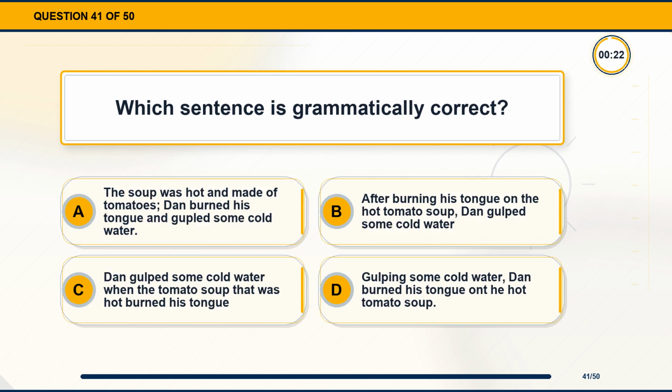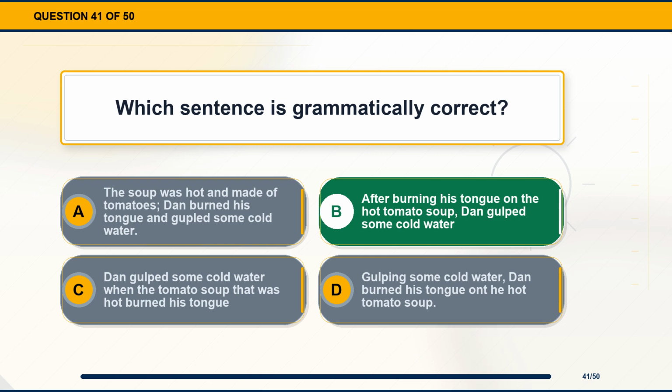Question 41. Which sentence is grammatically correct? Option A. The soup was hot and made of tomatoes. Dan burned his tongue and gulped some cold water. Option B. After burning his tongue on the hot tomato soup, Dan gulped some cold water. Option C. Dan gulped some cold water when the tomato soup that was hot burned his tongue. Option D. Gulping some cold water, Dan burned his tongue on the hot tomato soup.